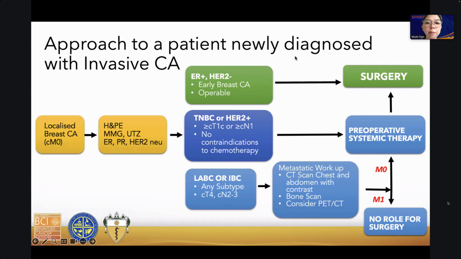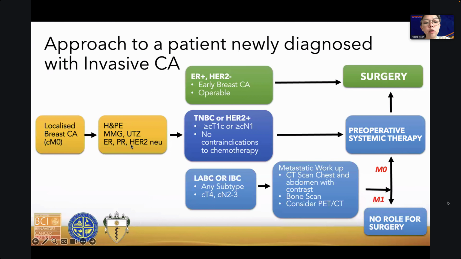Now, compared to what I previously presented, this would be the approach now in 2025 to a patient newly diagnosed with invasive carcinoma. So for a patient with localized non-metastatic breast cancer, of course, we do our history and PE. Sometimes you get patients with a biopsy of invasive carcinoma, but with no breast imaging. So without any breast imaging, we complete that because this will guide us as to our surgical options that we can offer to the patient.